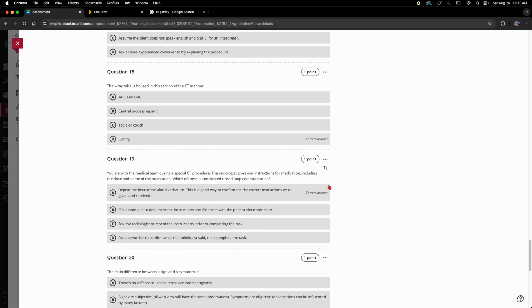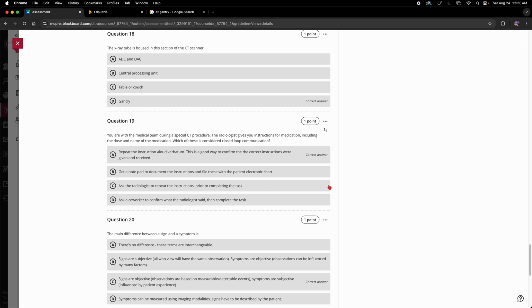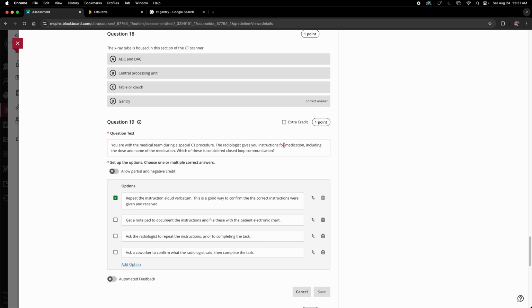Number 19. You are with the medical team during a special CT procedure, such as a biopsy or drainage. The radiologist gives you instructions for medication, including the dose and name of the medication. Which of these is considered closed loop communication? All right. The best option here is to repeat the instruction aloud verbatim. This is a good way to confirm that the correct instructions were given and received.